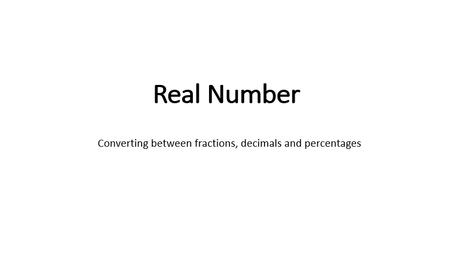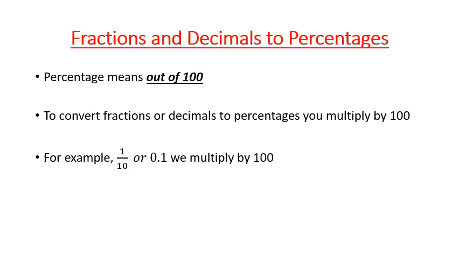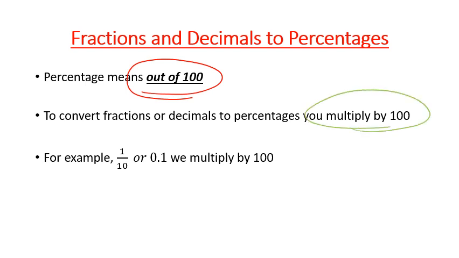This video tutorial looks at the mathematical strand of real number, and more specifically we're going to focus on converting between fractions, decimals and percentages. So when we're looking at fractions and decimals to percentages, the first thing you need to understand is that percentage means out of 100. So we need to make sure that we can get our fractions to out of 100 or our decimals into a decimal that's going to be over 100. Essentially, the way you do this is just by multiplying what you've got by 100.